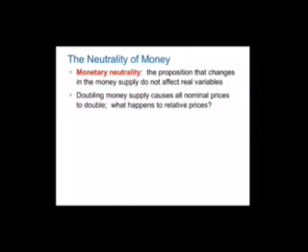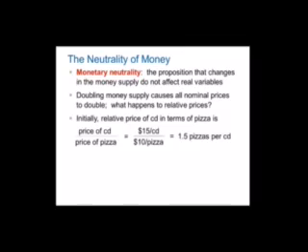This is known as the neutrality of money: money does not affect real variables. So doubling money supply causes all nominal prices to double. Why don't relative prices change? Let's look at the relative price of CDs in terms of pizza. Initially, it was $15 per CD and $10 per pizza. So if you wanted to exchange CDs for pizza, you needed 1.5 pizzas for 1 CD.